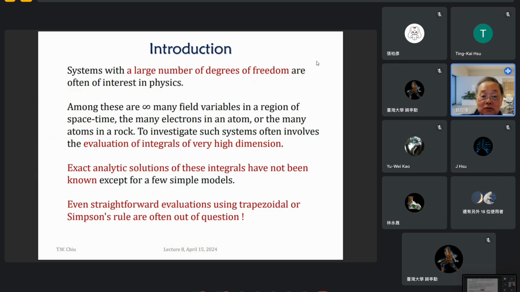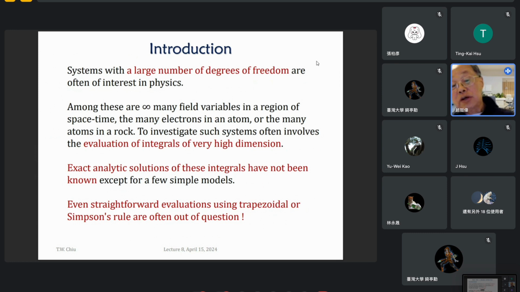So you want to understand these systems, and very often you have to do the integration of very high dimensions, because each degree of freedom will require one dimension of the integration. So you have to do the integral of very high dimension. And exact solution of this integral has not been known except for a few simple models. Such a high dimension integral usually is difficult to get the exact solution.